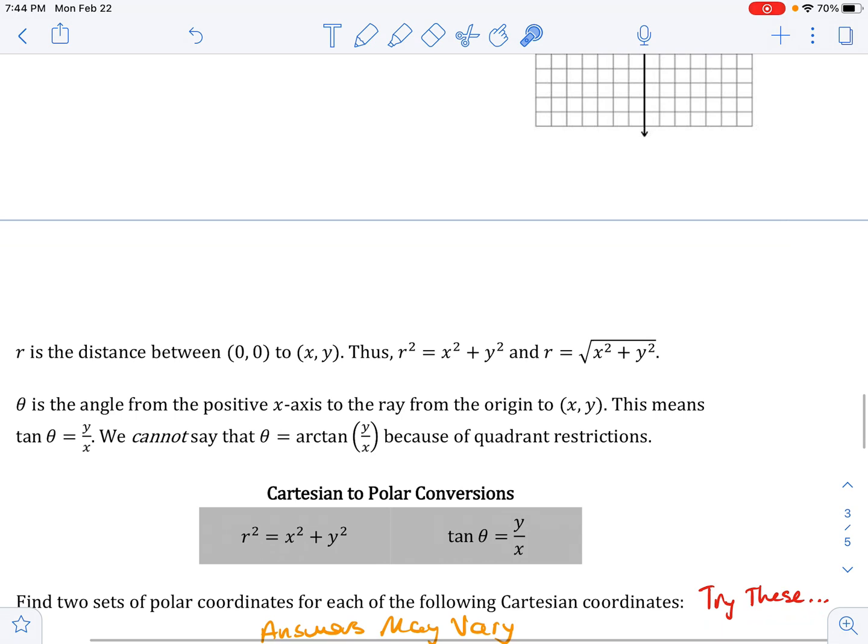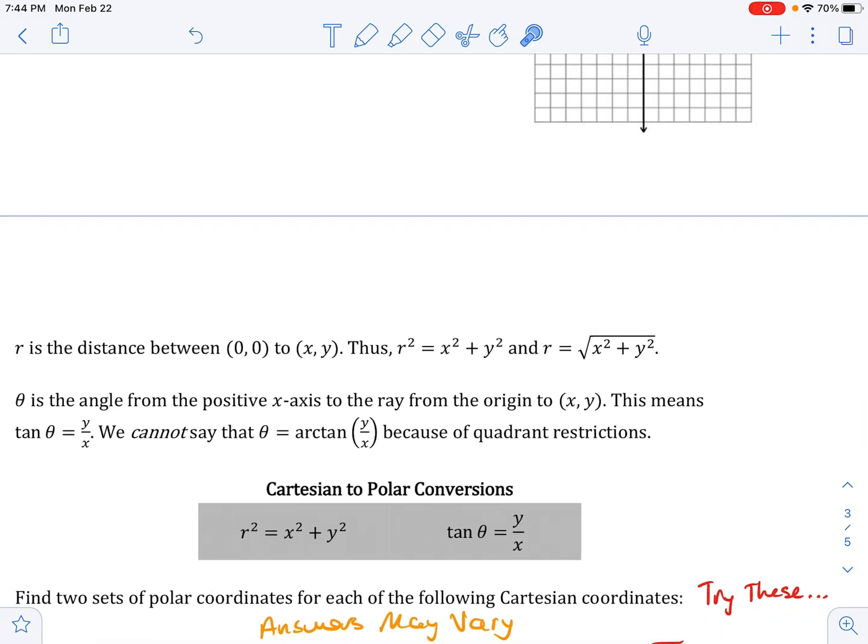I would like you to find two sets of polar coordinates. Go ahead and pause the video, and even if you just do one set, or if you do half of these and find two sets, that's a good thing, but find at least two sets of polar coordinates for most of the points below. Go ahead and pause the video now, do that, and then you're going to notice that your answers might vary because polar coordinates are not unique.